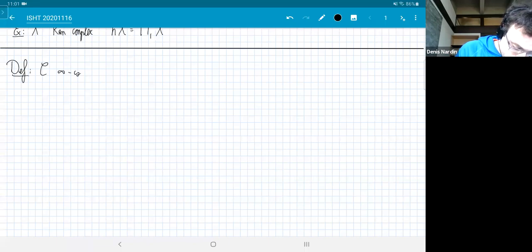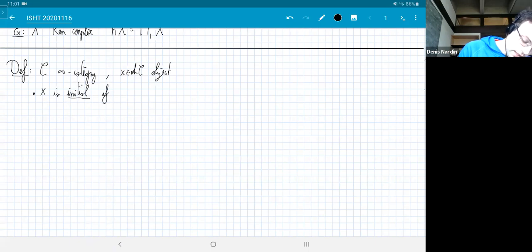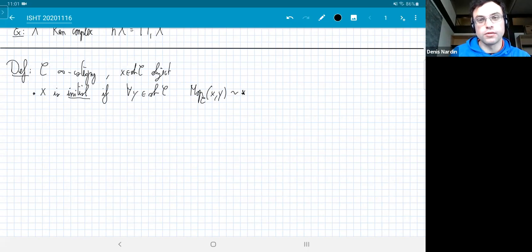Let C be an infinity category, X an object, ob C. At some point I will stop writing ob. Hopefully when I say that something is an element of C and C is a category, no one has any doubts about what that means. So let's say that X is initial if for every Y object of C, map_C(X, Y) is contractible. Remember, the definition in one-category land is that X is initial if the hom set is a singleton. Now we just have a homotopy type, so we say it's contractible. There is only one map up to a contractible choice. Or if you want, there is a contractible space of maps.